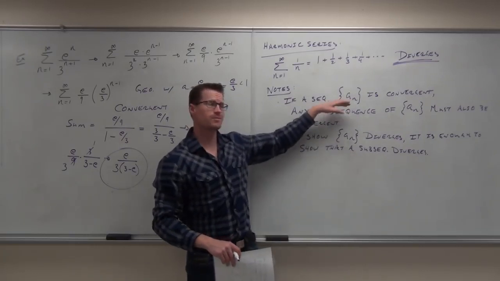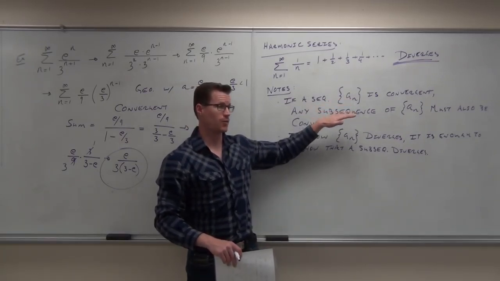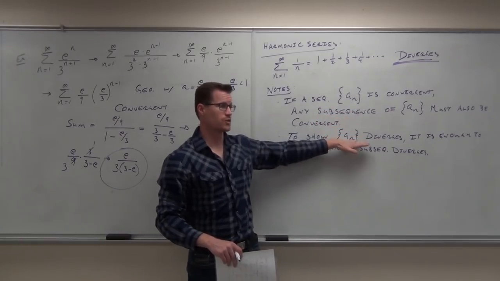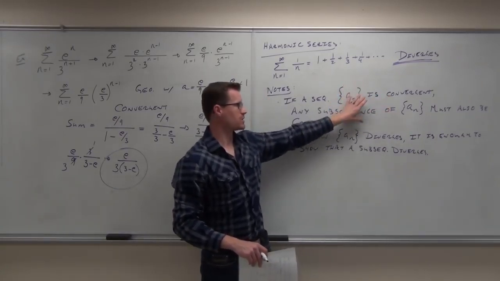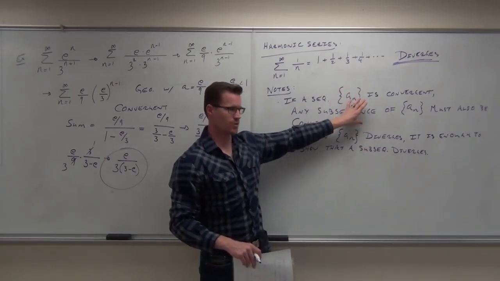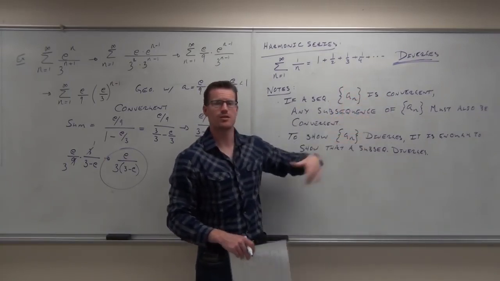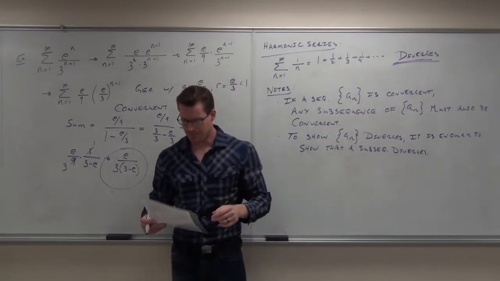If a sequence is convergent, every subsequence has to be as well. Therefore, if a subsequence is divergent, the whole thing has to be divergent. So, if the sequence converges, all subsequences have to as well. But if a subsequence diverges, the whole sequence must be divergent as well.